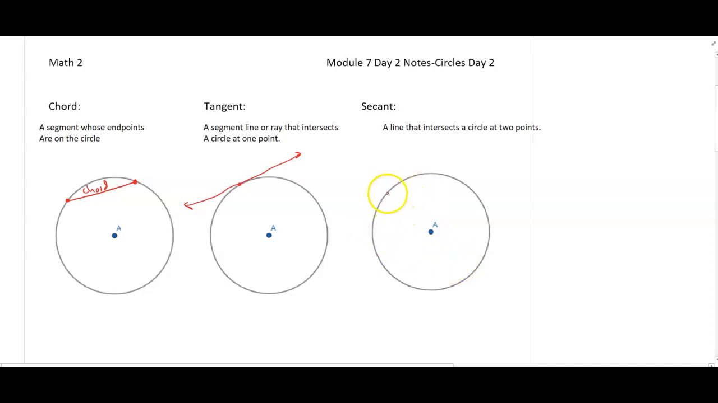Okay? And a secant is basically a line, right, that intersects a circle 2 times. So it goes through like this. This here would be a secant. So you have a chord. This is a tangent. And this is a secant.